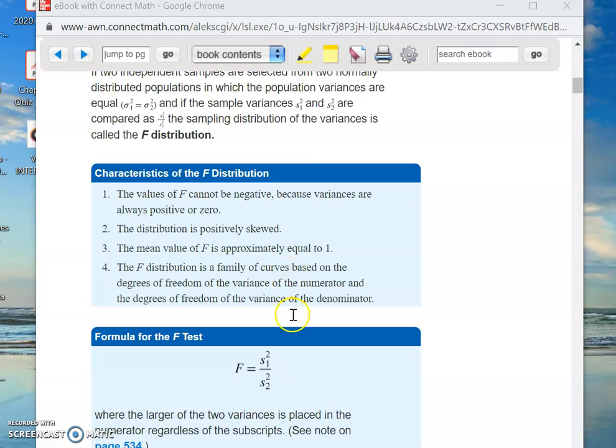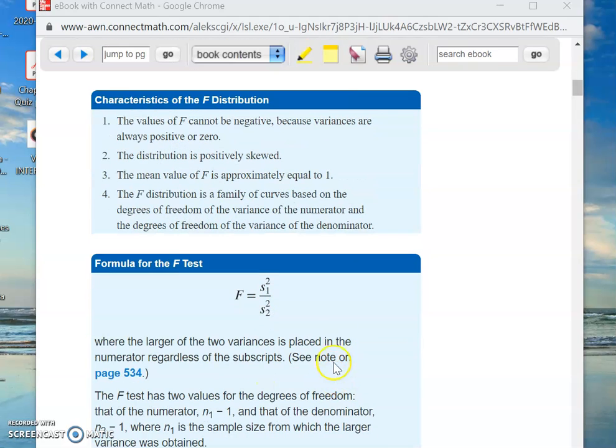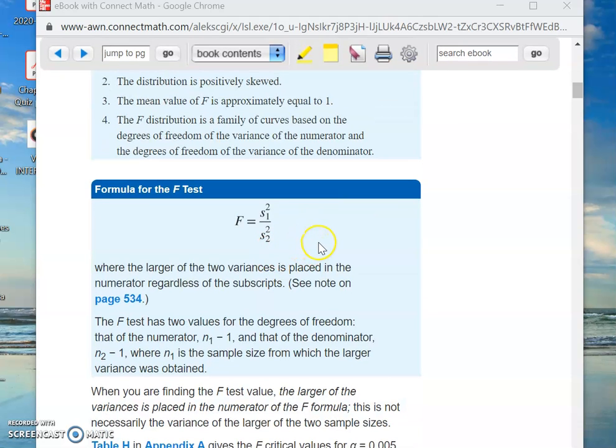Okay, and it's a family of curves, based on the degrees of freedom. The degrees of freedom, just like before, are based on the sample size. But this one is different. There's a degree of freedom of the numerator and a degree of freedom of the denominator, and the table we use to come up with our F values will reflect that. It's unique. We've never done a table like this one before.